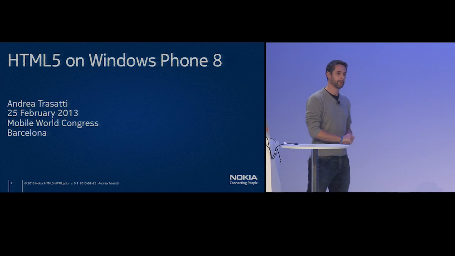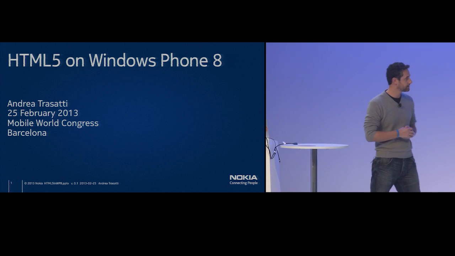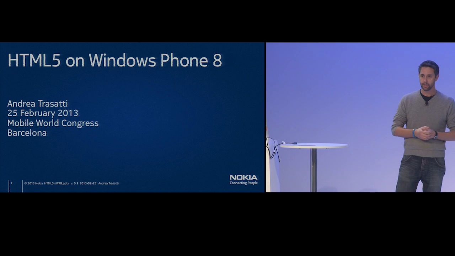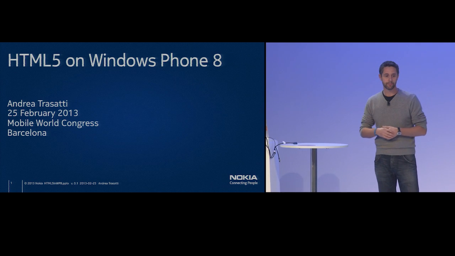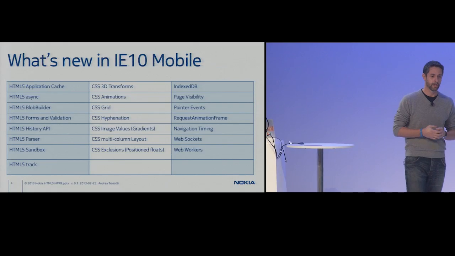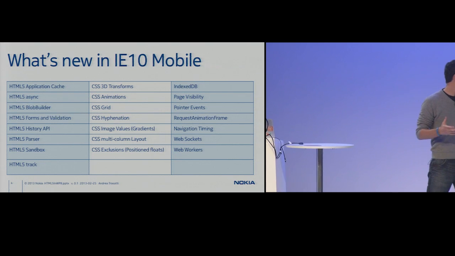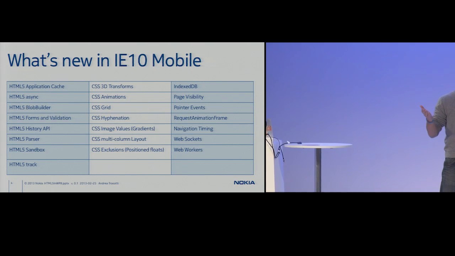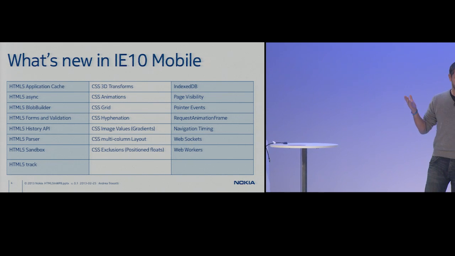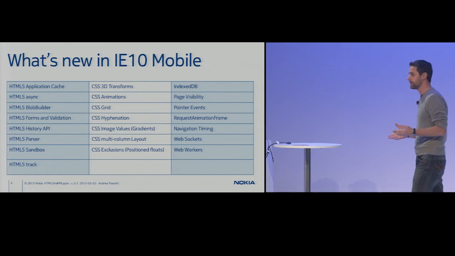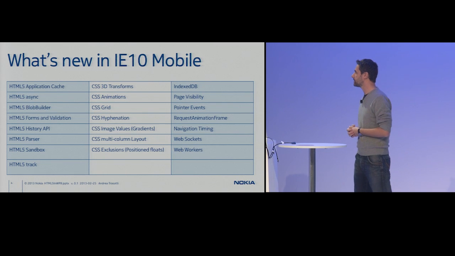Today, I want to talk about Internet Explorer 10, in specific about the mobile version. There are a number of improvements that come in this version of Internet Explorer 10. I won't have time to talk about everything. App cache, blobs, history API are all things that we expect from modern web browsers.